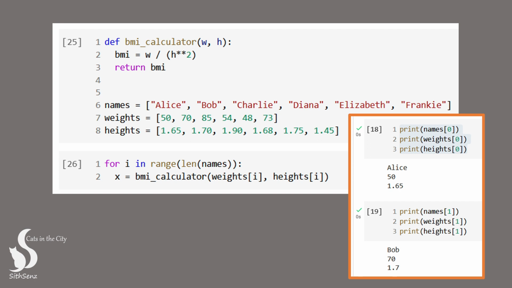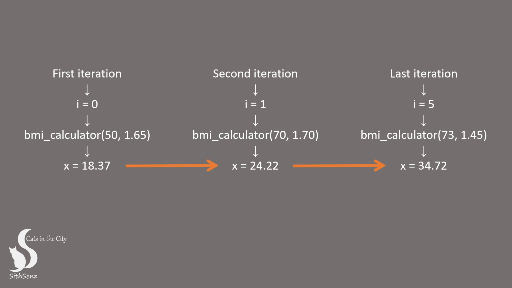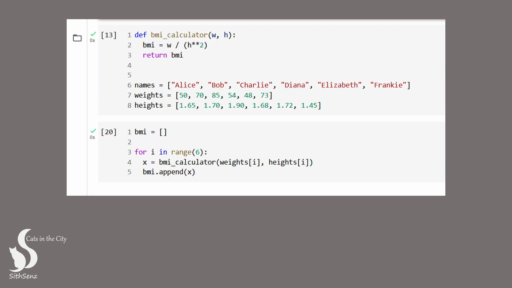The BMI calculator function will do the calculation, and return a BMI value to a new variable called x. However, if we code our loop like this, the BMI value will be replaced with a new BMI value in the next iteration. In the end of our loop, we'll have only one BMI value, and it belongs to Frankie. Yes, we should save the BMI values in a new list, but to do that we'll need to create a new list before the loop.